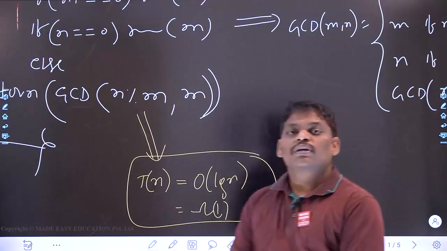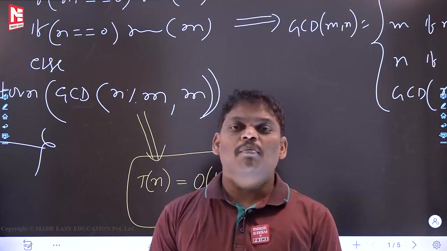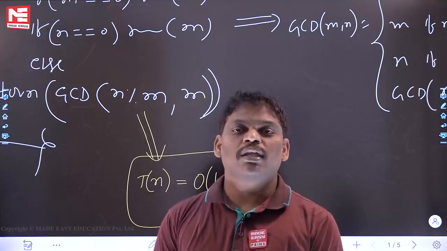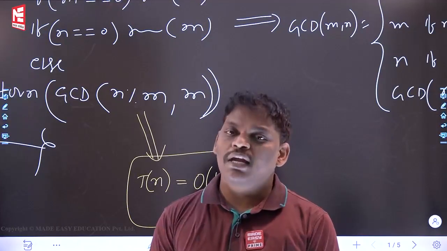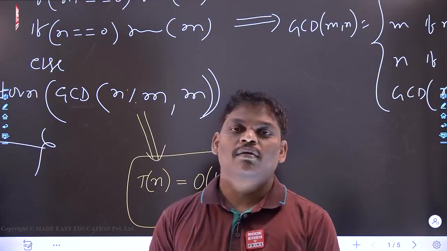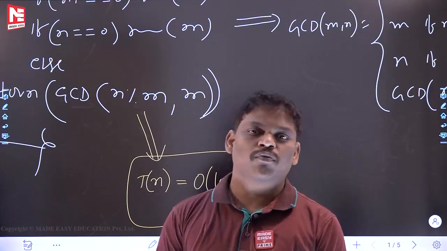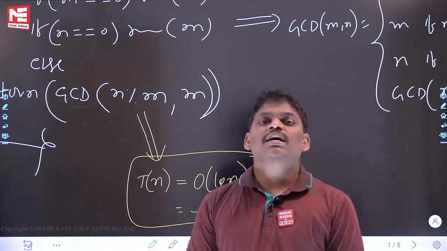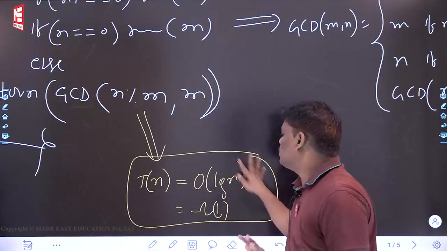If anyone asks you the time complexity of GCD of m comma n, which is Tn, can you say the boundaries for Tn? Tn cannot go more than log n. Sometimes Tn is log n, but more than log n is not possible, so big O of log n. Sometimes Tn is 1, the best case. So this covers everything.